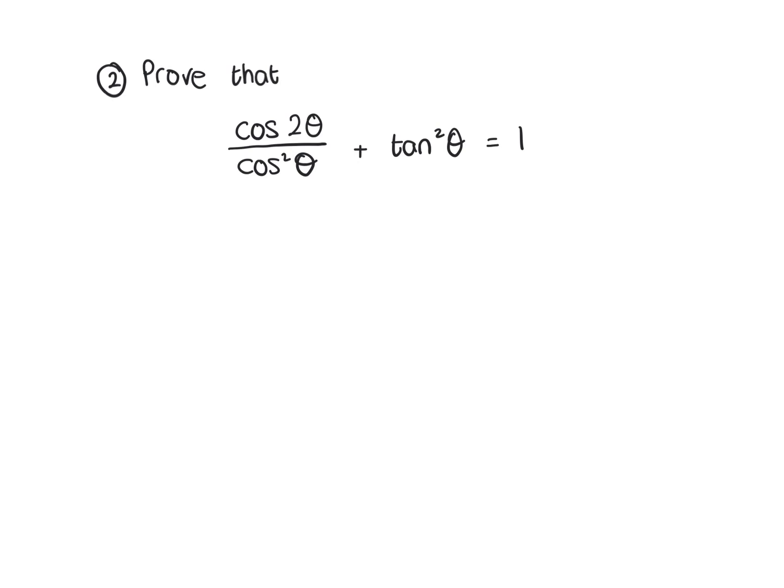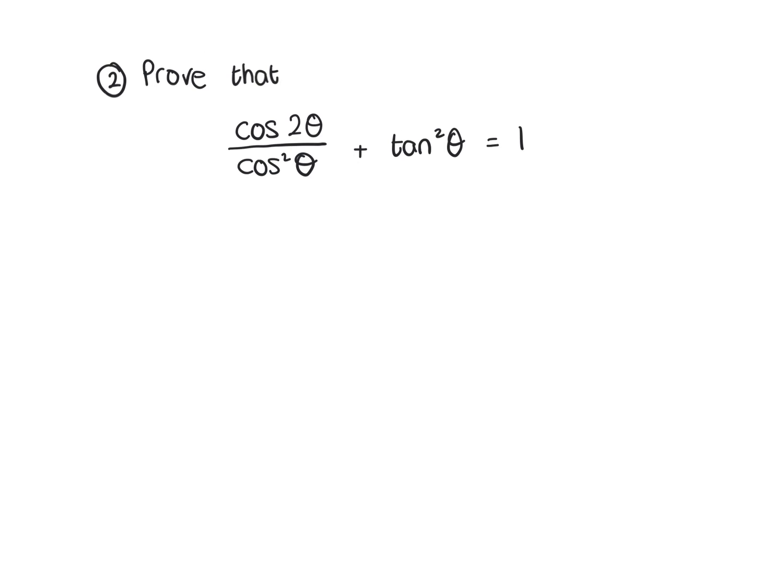Okay, then question 2 is a prove that one. So a trig expression that you can prove. So it says prove that cos 2 theta divided by cos squared theta plus tan squared theta equals 1. So pause, have a go at this one, and again unpause if you want a bit of a hint or you want to check through your answer.